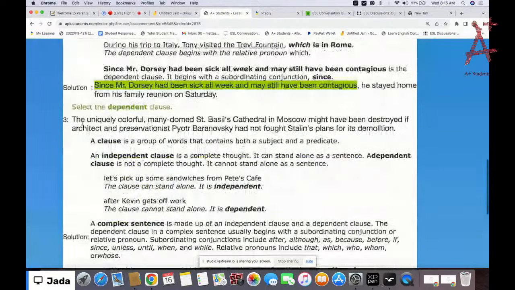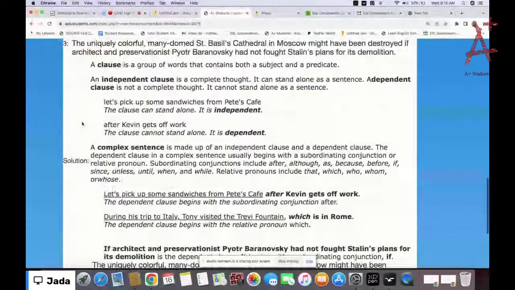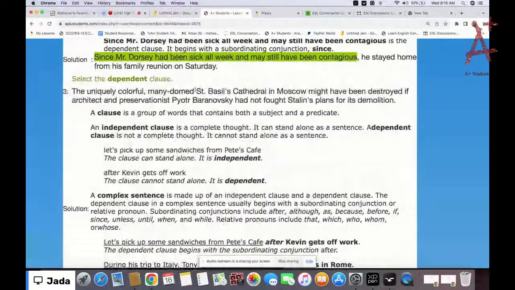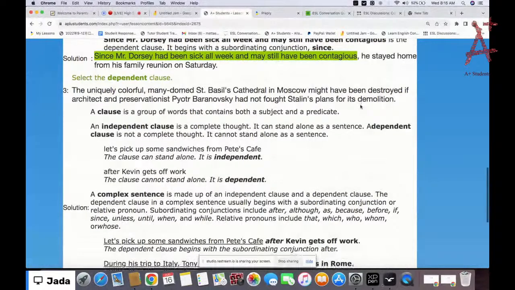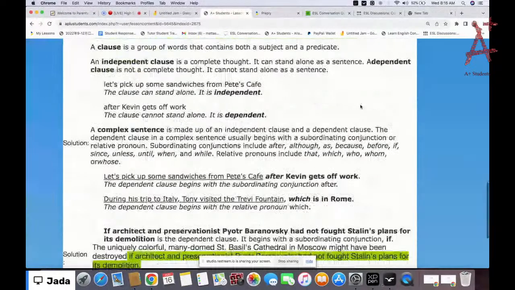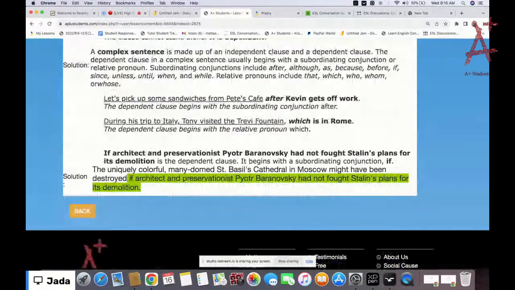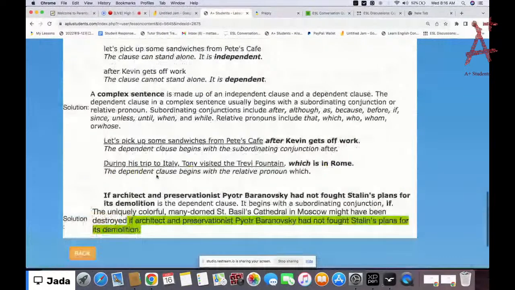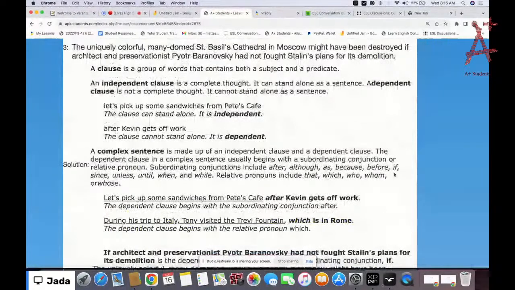And then this one says the uniquely colorful onion dome St. Basil Cathedral in Moscow might have been destroyed if architect and preservationist Pyotr Baranovsky had not persuaded Stalin to cancel plans for its demolition. So where is it starting from? The if. So if the architect, preservationist, okay, from the if, because we have if here as the word for the dependent clause. Okay. So that's basically it.